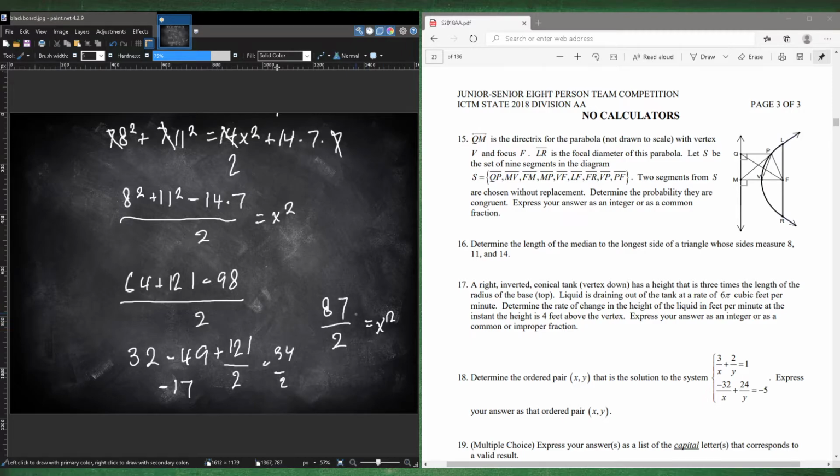So take the square root of 87. So this is divisible by 3. So that's going to be a 29. Yes, and that's prime. So basically, just take the square root of this, which gives us our x. So our x is equal to the square root of 87 over 2, which is the square root of 174 over 2. And that's your answer for number 16.